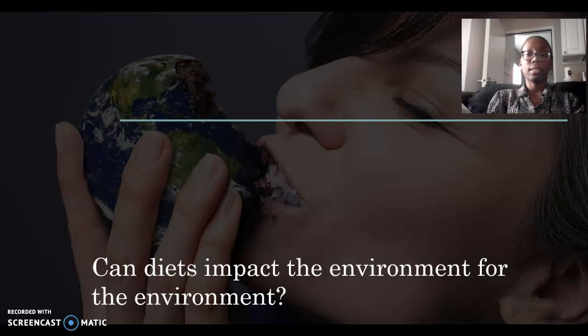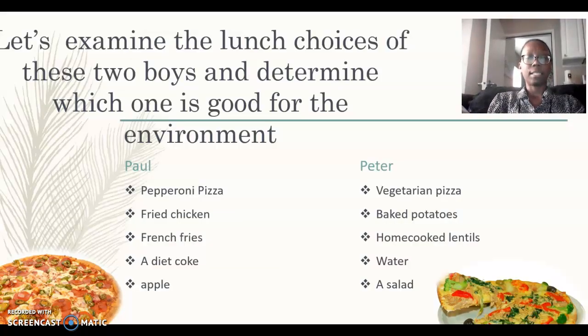So we're not talking about eating to live or just eating for nutrition, but we're introducing a concept where we call eating as it relates to thinking about our environment when we consider what we eat. So let's examine the lunch choices of these two boys. At first glance, we realize that Peter is a vegetarian because he is consuming mostly vegetarian meals, and Paul is not. And so, initially, you might say, oh, well, obviously Peter's diet may be more environmentally friendly than Paul's diet, but then you have to really look at it carefully.